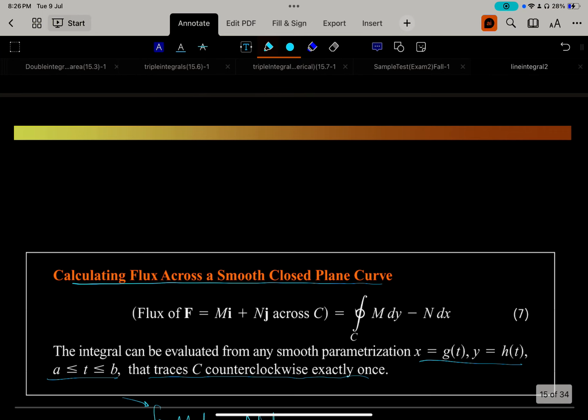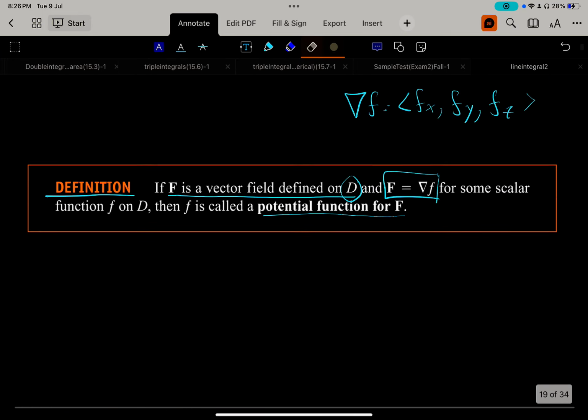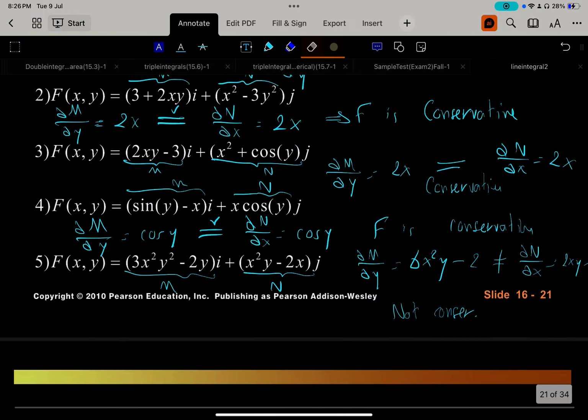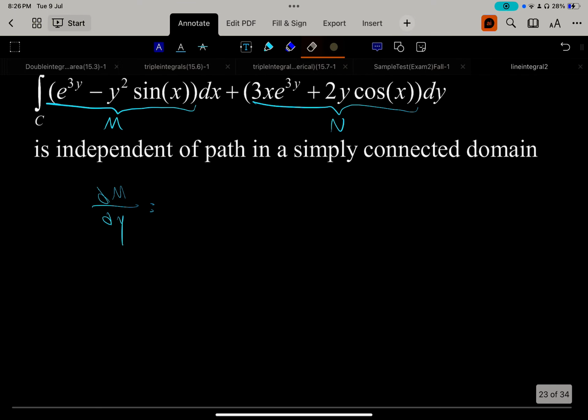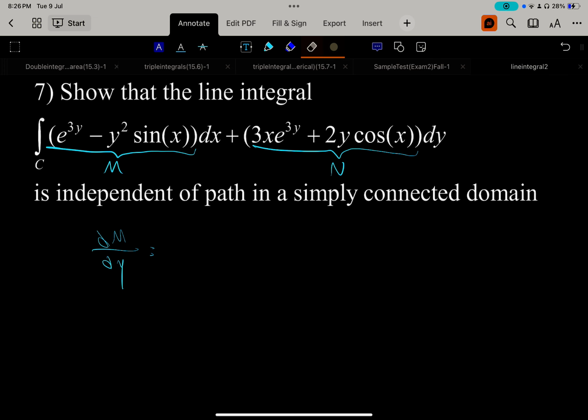So as you can see, M dy here minus N dx, which is the same formula. So this is M and N. We need to find the derivative of M with respect to y, so 3e, that's simple, and the derivative of N with respect to x, and then we will see if it's conservative or not. So minus 2y sine of x.